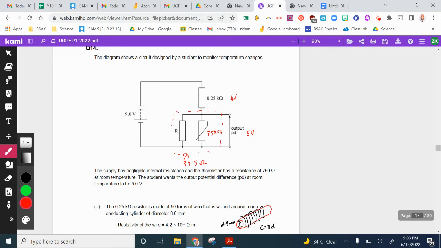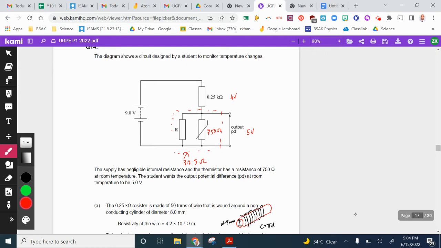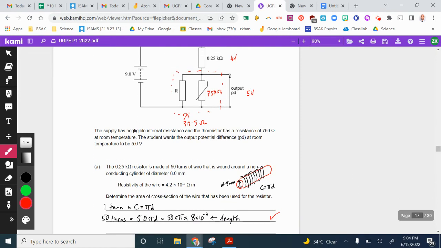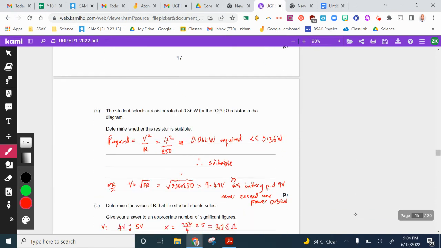Now there are a few ways to do this question. What I found was the easiest way was ratios. So I know that the voltage between this section and this section is 4 volts to 5 volts. So the resistance for this section and this section should follow the same ratio. So if that's 250 ohms, then that should be 1.25 times greater than that. And that's 312.5 ohms. And I've done the calculation here.